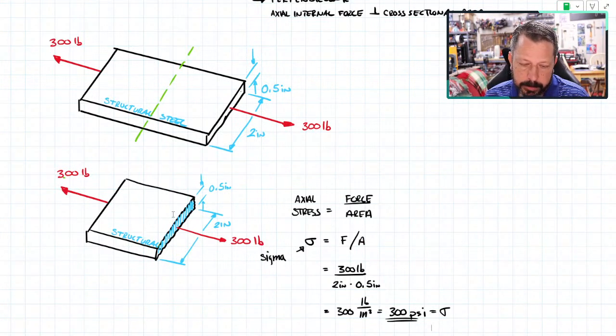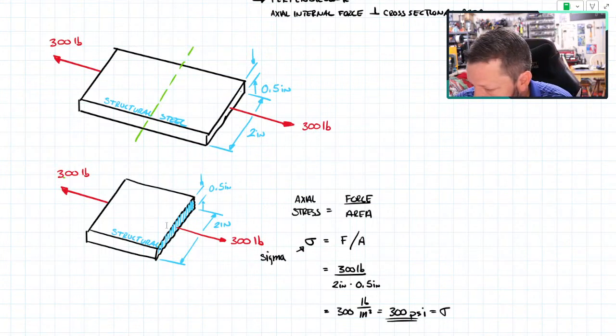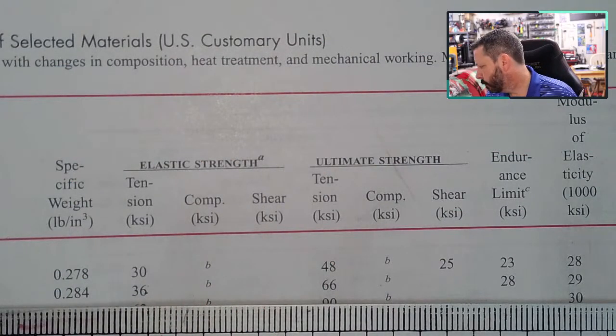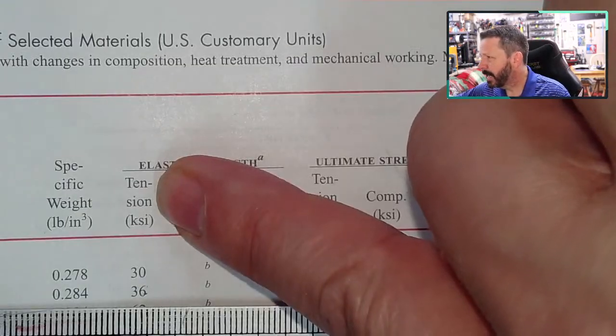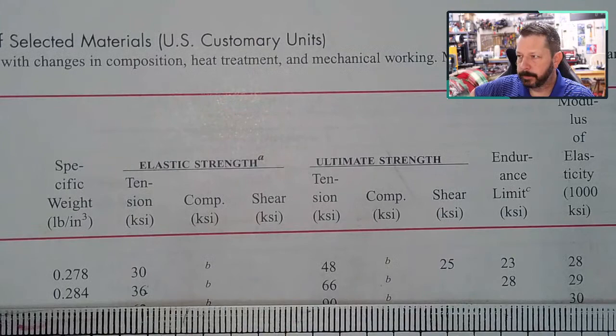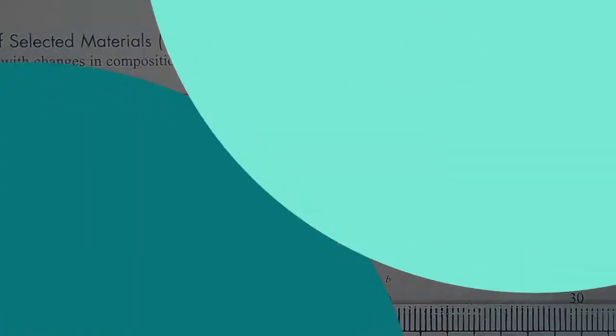Our little picture has the arrows. The internal arrow is pointing away from the area that it's applied to, and that's a sign that it's in tension. Compression would be the arrows pointing towards the thing, pushing on it. Shear is a totally different thing, and we'll talk about shear later on. Back to our book, I've got tension with a number, 36, and the units are up here, KSI.